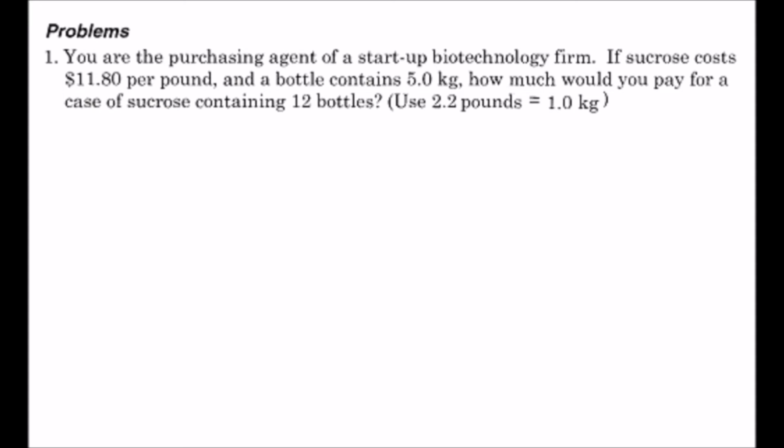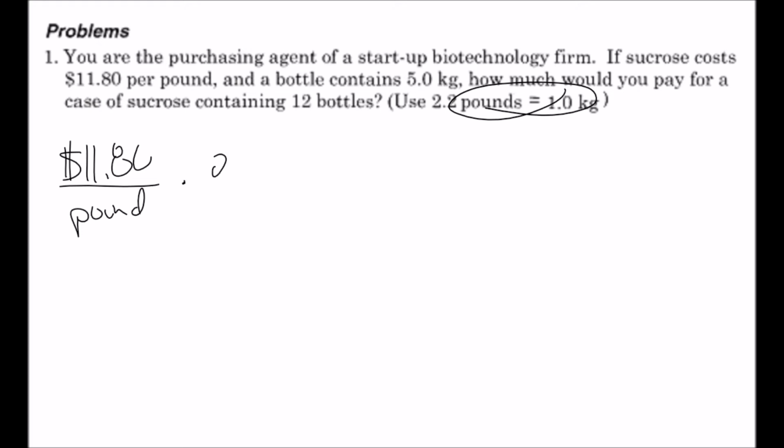As always, I want to start with what I'm given, which in this problem is $11.80 per pound as the cost of sucrose. My first conversion factor is going to be converting pounds to kilograms. I'll put pounds in the numerator, kilograms in the denominator. That way pounds will cancel.